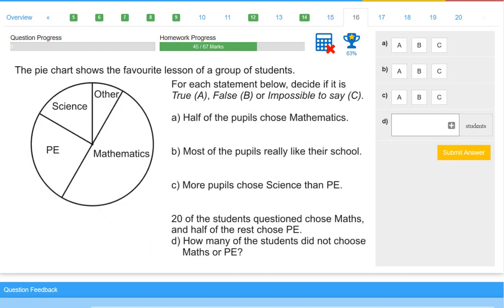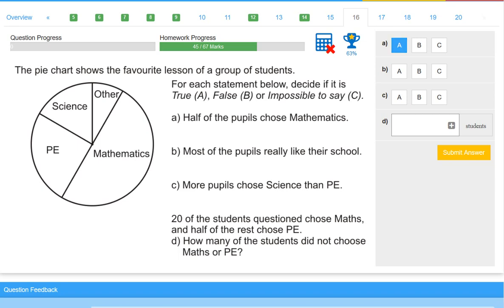Okay, question 16. We have a pie chart. This one's a true-false, so we need to be really careful. The pie chart shows the favorite lesson of a group of students. For each statement below, decide if it's true or false or impossible to say. So I'm told that half of the students chose mathematics. Does that look about right? Well, my sector for mathematics does look like a straight line. It looks about 180 degrees. I'm going to go for that must be true.